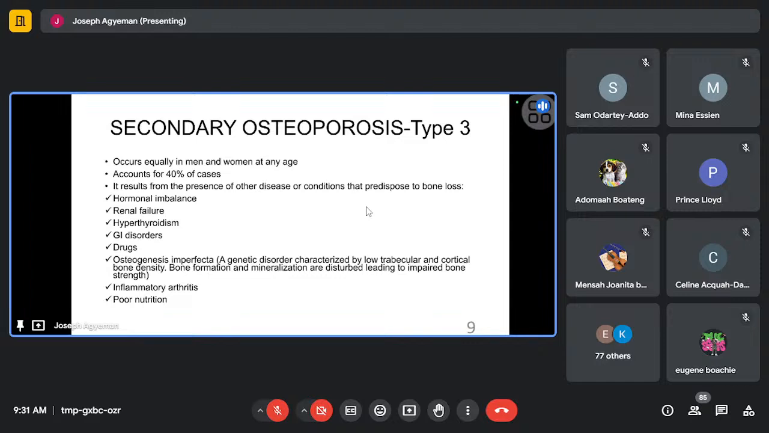If you get hormonal imbalances, several types of hormonal imbalances.